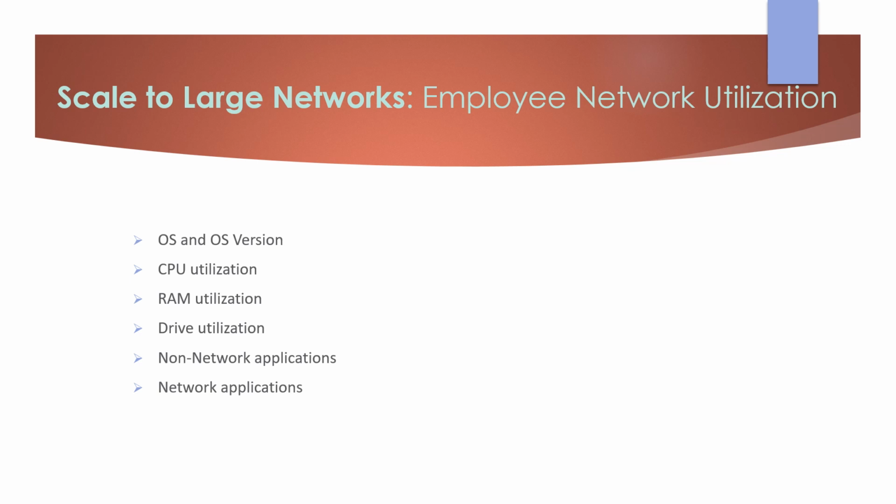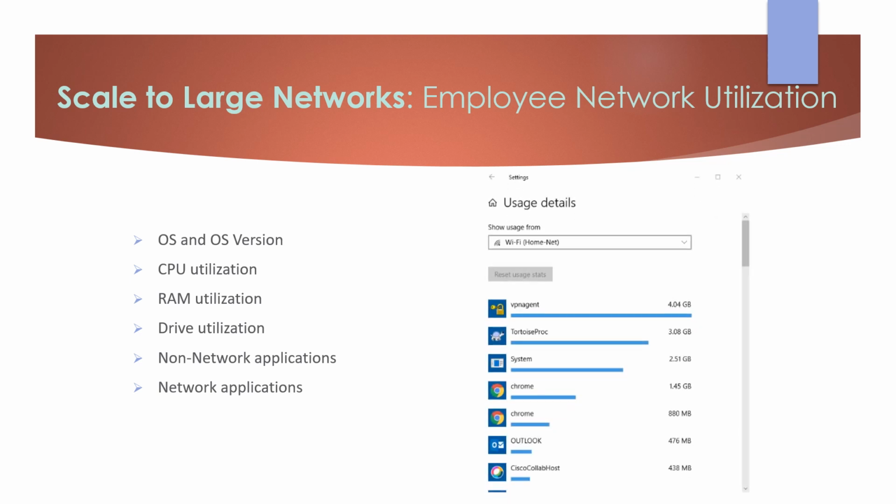A shift in resource utilization may require the network administrator to adjust network resource allocation accordingly. The Windows 10 Data Usage tool is used specifically to determine which applications are using network resources on a host. An example is shown here in the slide.